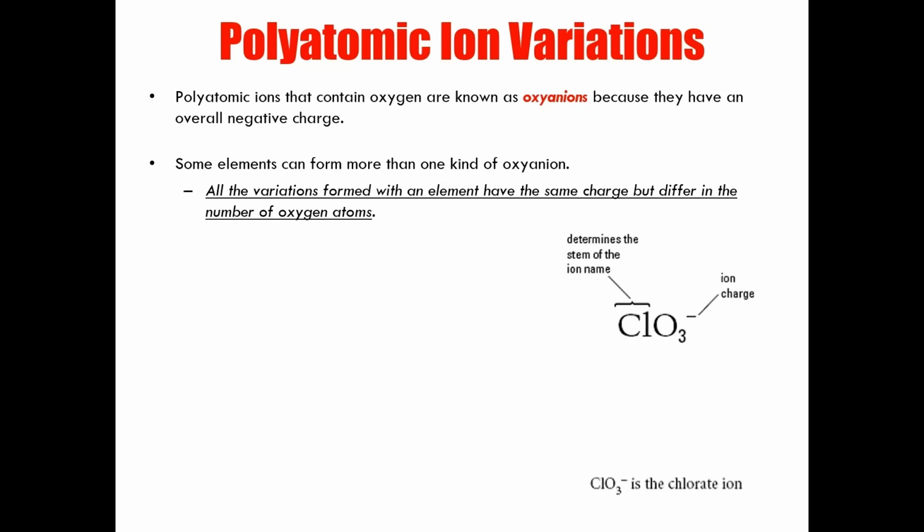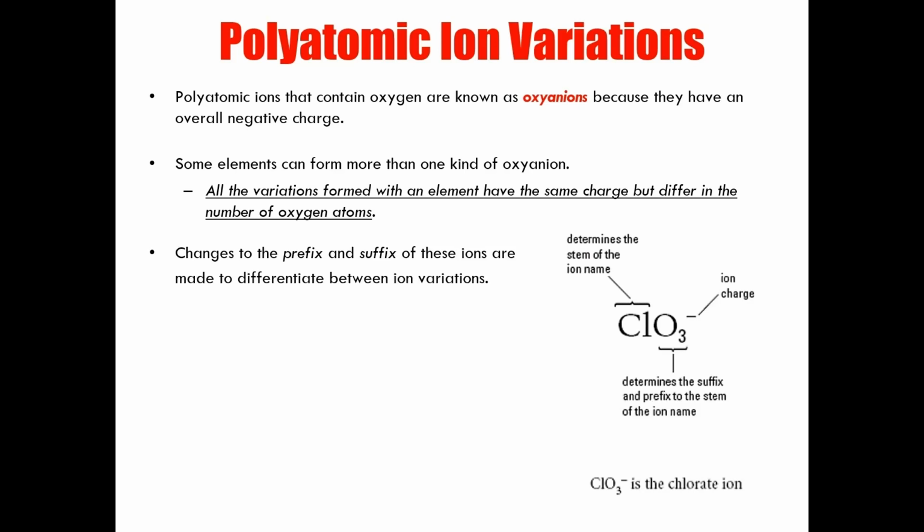All the variations formed around this element have the same charge, but only differ in the number of oxygen atoms. Changes to the prefix and suffix of these ions are made to differentiate between different ion variations. Now, bear in mind, when I say suffix, I mean the ending of the name, and prefix, the start of the name. The naming system for these polyatomic ions are as follows.